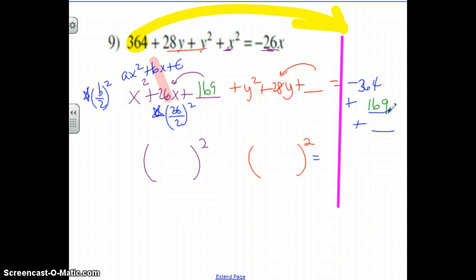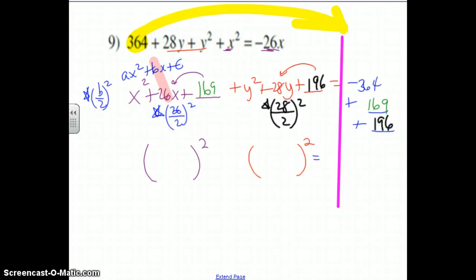I'm going to repeat this process. I'm going to take half of the middle term. Half of 28 is 14. 14 squared is 196. So I'll add 196 to both sides.